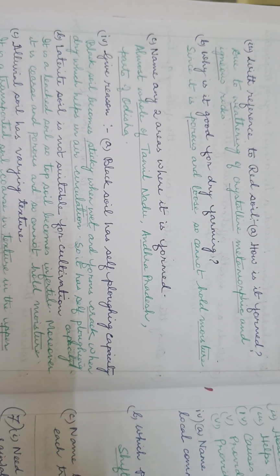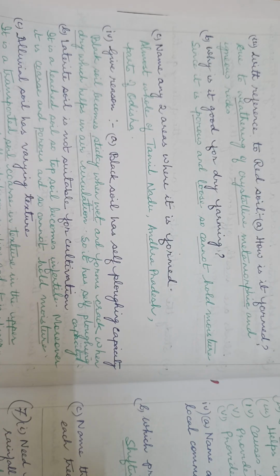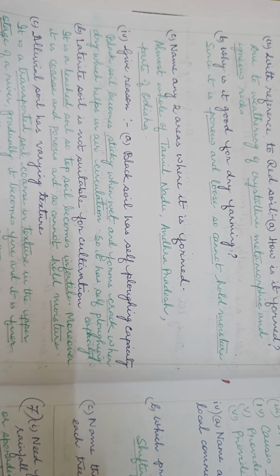Roman number 4, give reason. The first one: black soil has self-ploughing capacity because black soil becomes sticky when wet and forms cracks when dry, which helps in air circulation. So it has self-ploughing capacity.